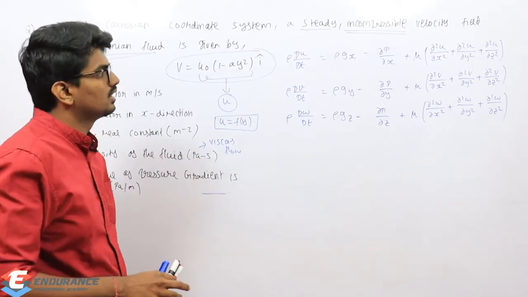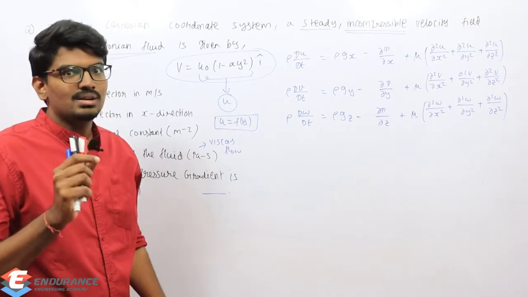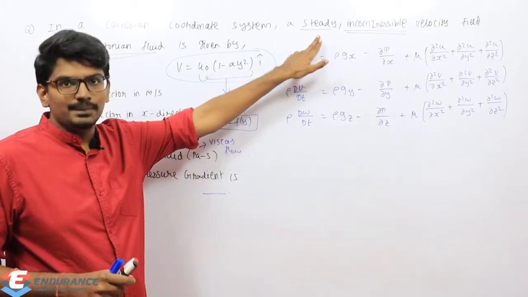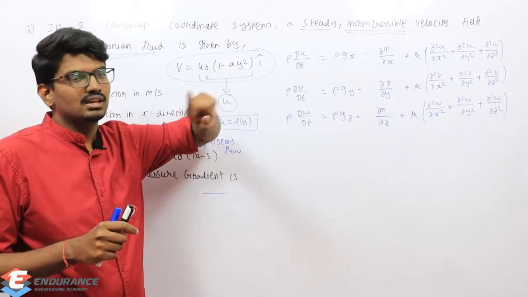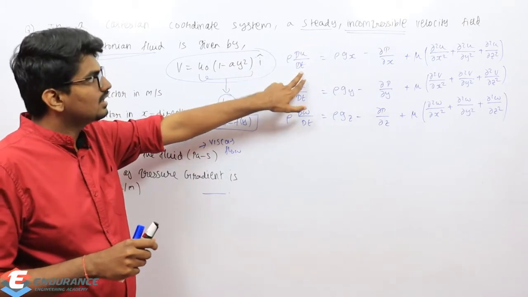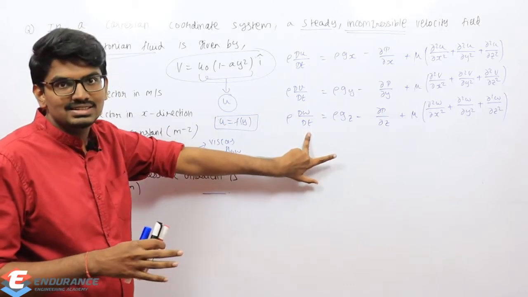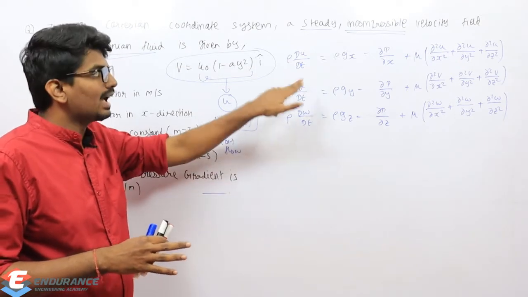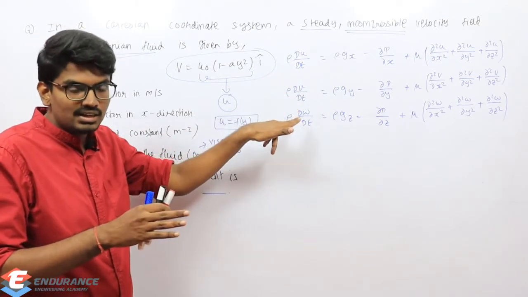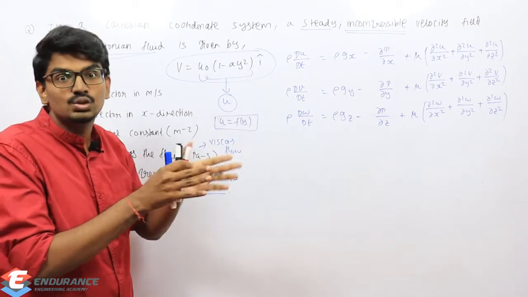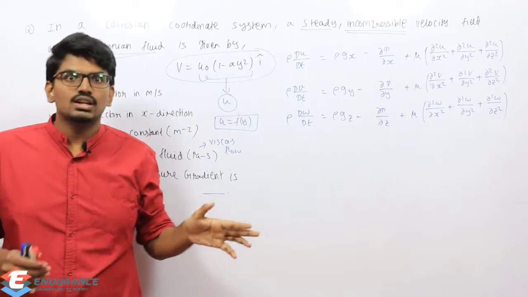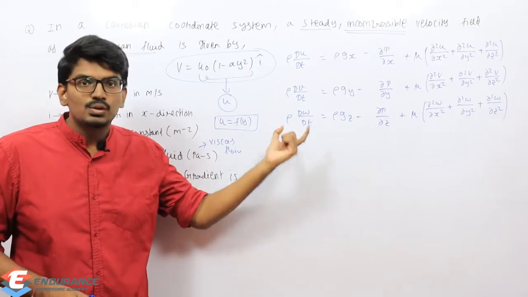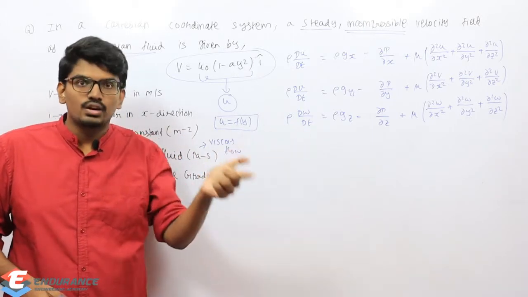Now one misconception, if you have not understood the concept properly: they have given steady. This is the first mistake. They have given steady. Can I take du by dt, dv by dt, dw by dt as 0, since they have given it as steady? No. The acceleration of the fluid particle has two different components. One is the convective component and the other one is the local or temporal component, which means acceleration of the fluid particle depends both on space and also on time.